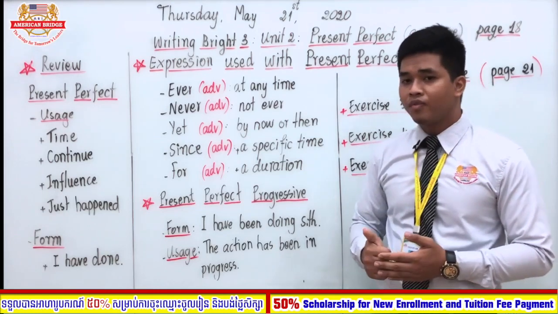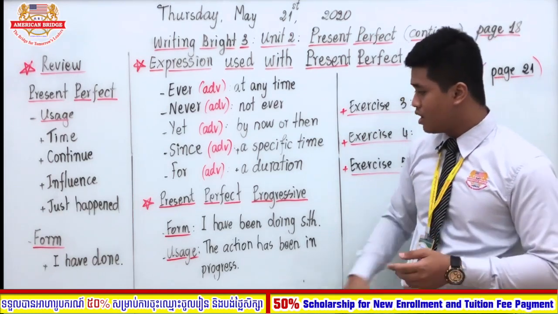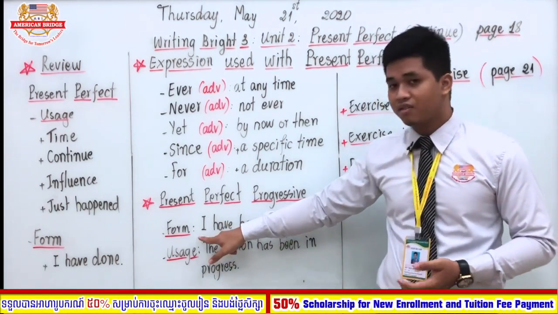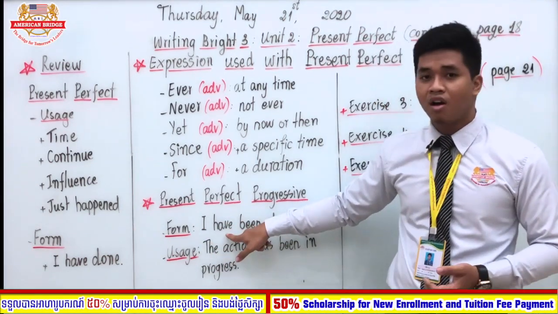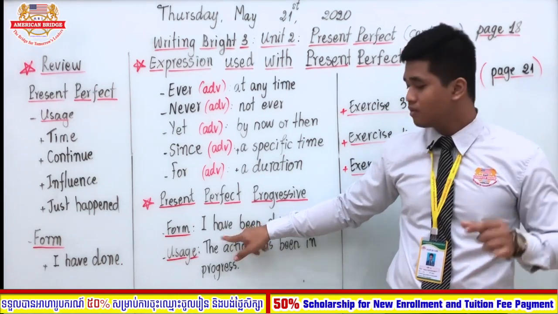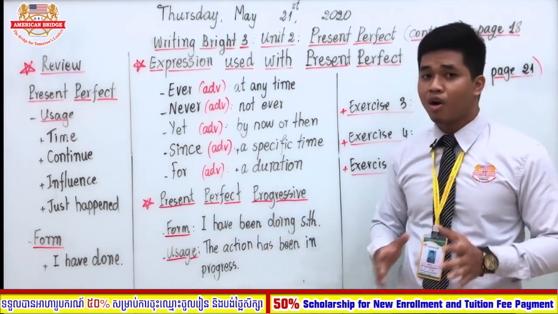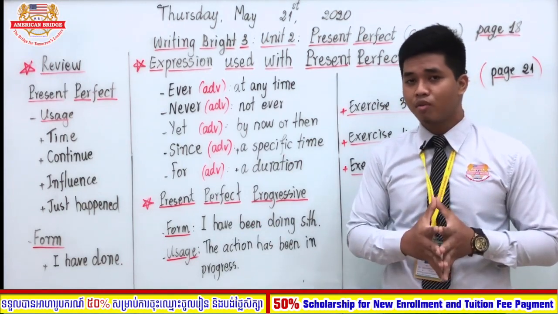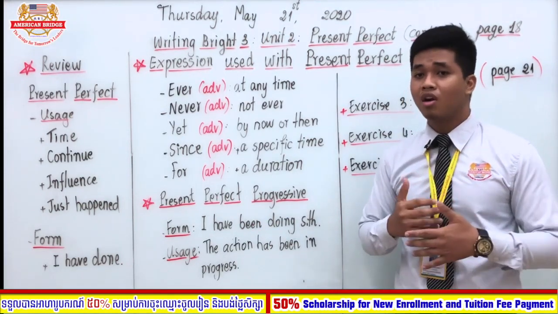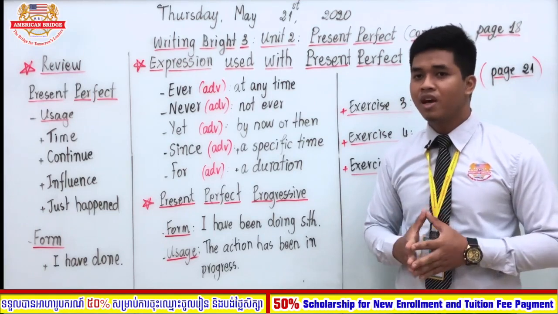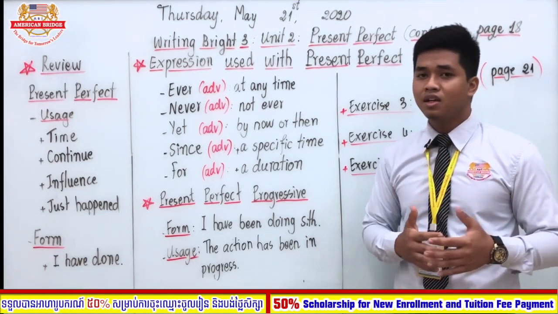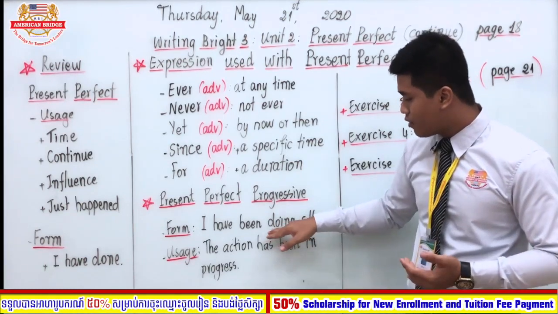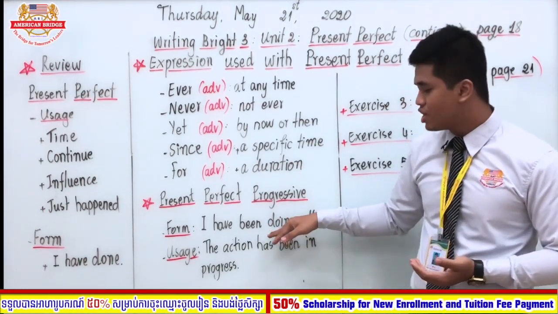And the form is a little bit different. We have I have been doing something. So I here is a subject, have here is an auxiliary verb, which means have or has. Been is a verb 3, which means the past participle of the verb be. Okay, so remember everyone, if we talk about a continuous activity, there is always be in that sentence. Okay, and then we have the verb plus ing, doing here.